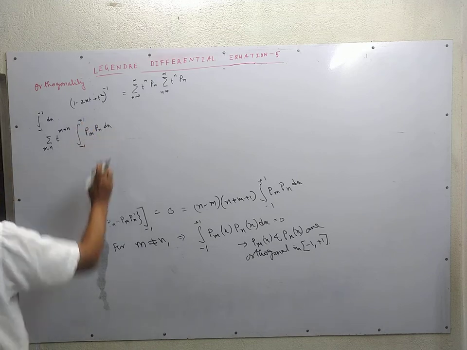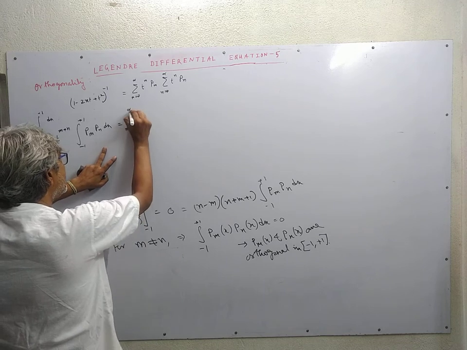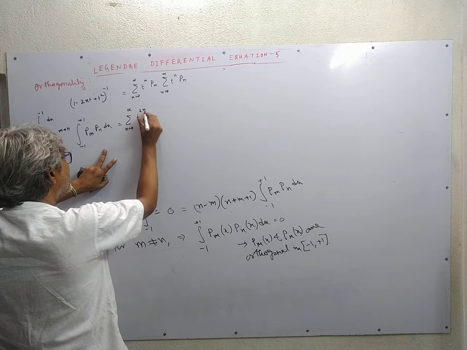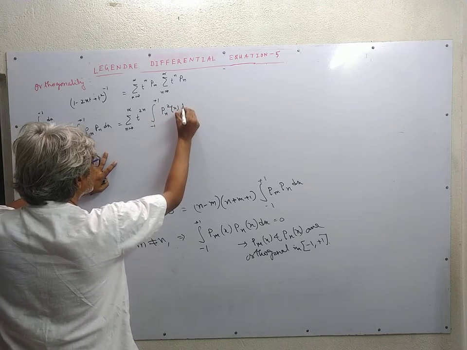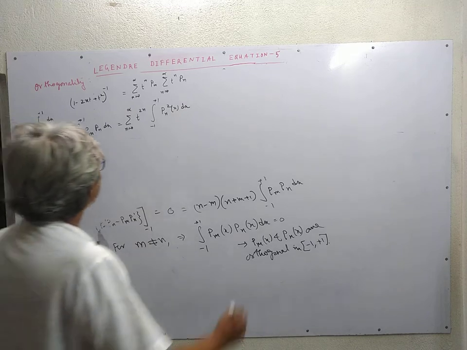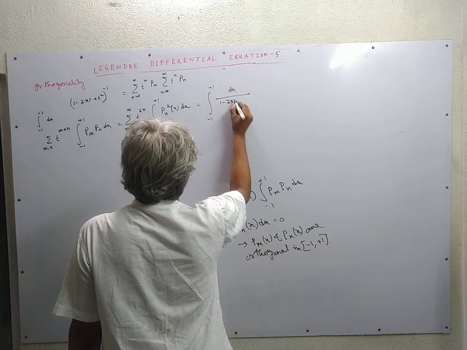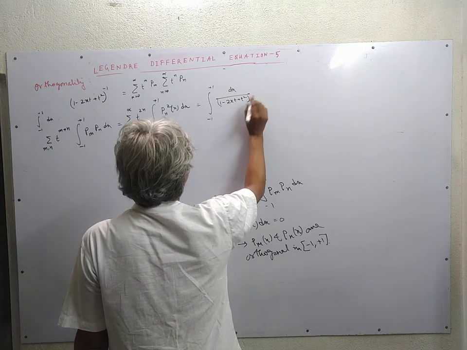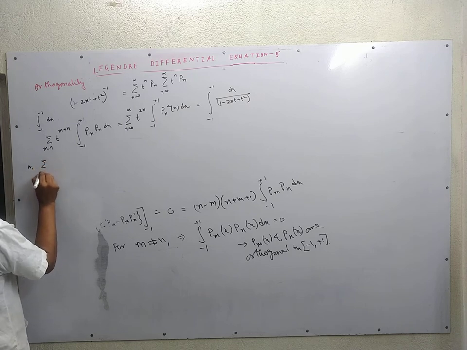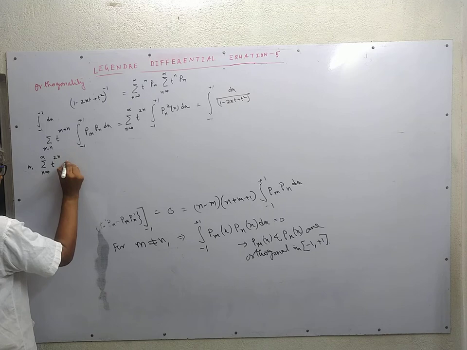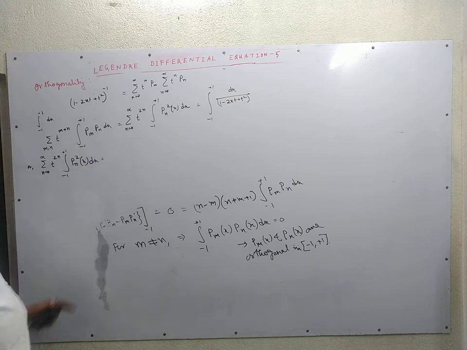Due to orthogonality, this term will contribute only when n is equal to m, in which case we write summation n is equal to 0 to infinity t to the power 2n, integration from minus 1 to plus 1 Pn square of x dx. This is the quantity. And on the right hand side we will have integral from minus 1 to plus 1 dx over 1 minus 2xt plus t square. Now we consider the right hand side, so summation over n is equal to 0 to infinity t to the power 2n. This is the quantity.